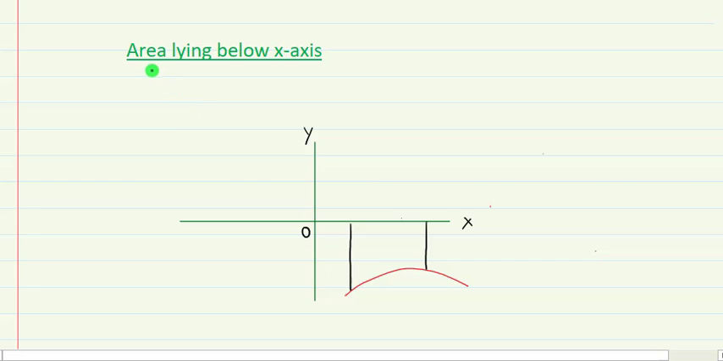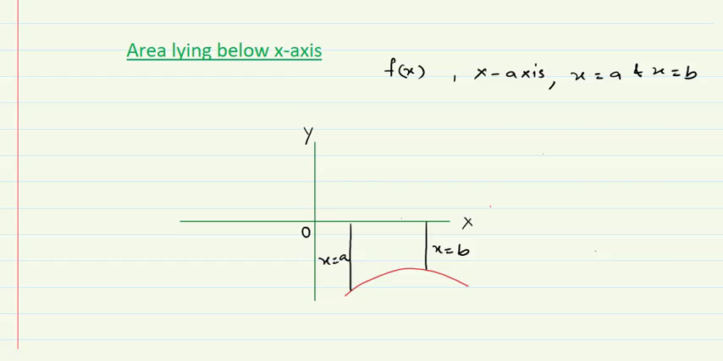Now let us discuss when the area is lying below x-axis. In the same way, if the question is given like find the area between the curve f(x), x-axis, x is equal to a and x is equal to b. These four demarcations are given to you. These are the two lines, x is equal to a and x is equal to b, that I have shown over here. This is x is equal to a, this is x is equal to b, and the curve f(x) is this one which I have drawn.